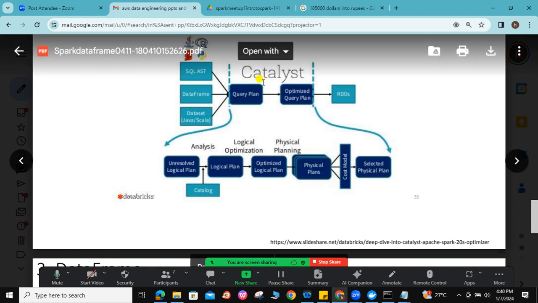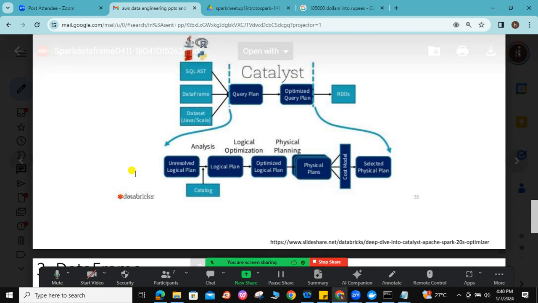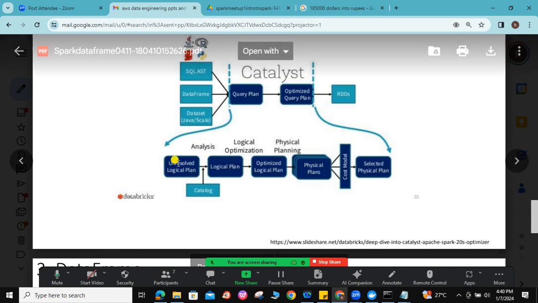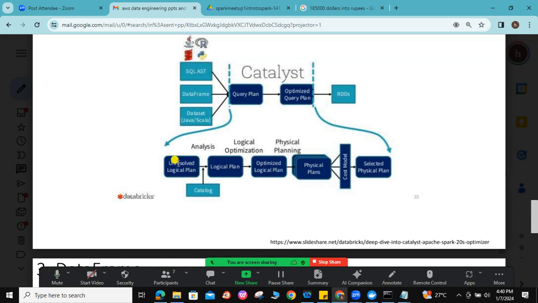That's what they are speaking about here in Catalyst. First, it does the query plan. How does it do the query plan? First, your code, the compiler doesn't know whether your code is proper, free from syntax issues or whatever. That's why it is written at the beginning, unresolved logical plan.